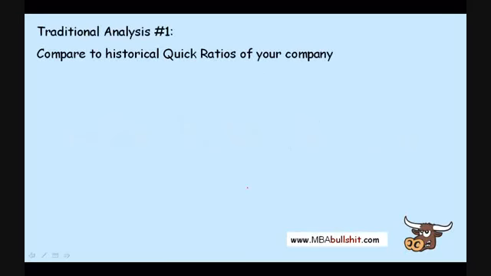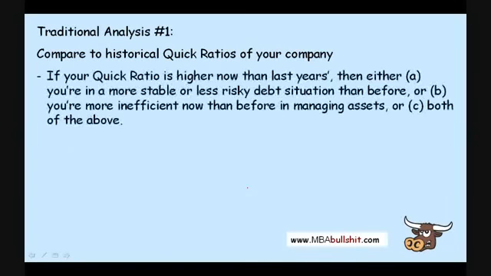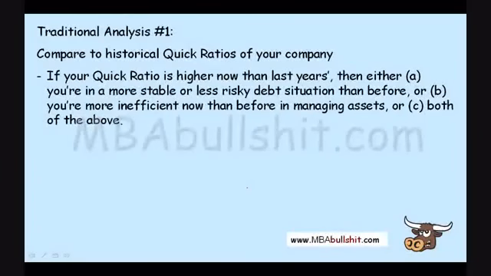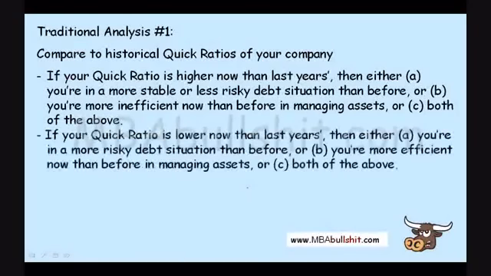Okay, so let's look at the traditional analysis of this ratio. First is to compare the historical quick ratios of your company, or this company, if it's not your company. If the quick ratio is higher now than last year's, then either it's in a more stable or less risky debt situation than before, or it's more efficient now than before in managing assets, or both of the above. If the quick ratio is lower now than last year's, then either it's in a more risky debt situation than before, or it's more efficient now than before in managing assets, or both of the above.